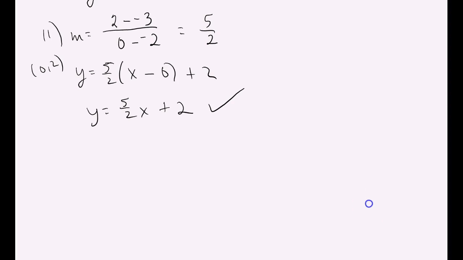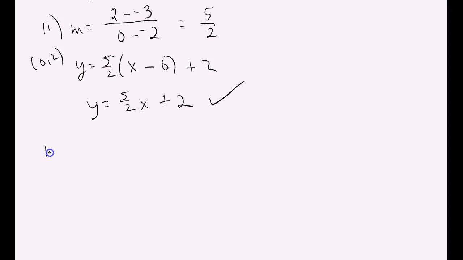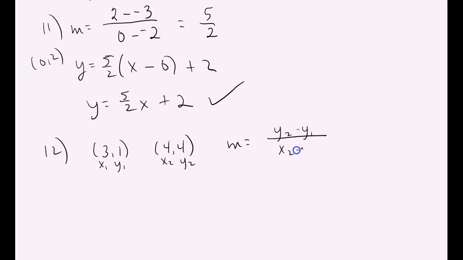So I hope that went okay. I'll slow down a little on number 12 in case you need further explanation. The first point is (3, 1), and the second is (4, 4). So this is my x1, y1, x2, y2. My first step is to find slope. So here's the formula. And I'm just going to plug everybody in.